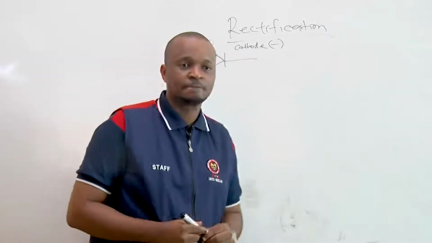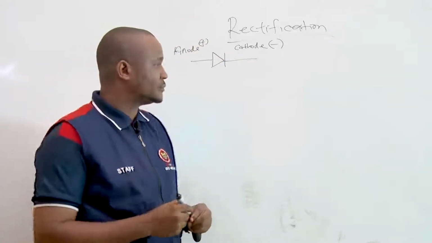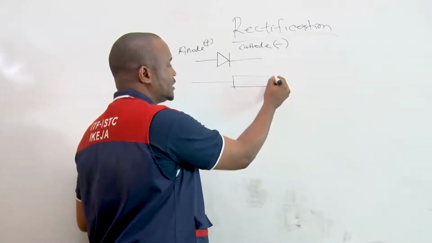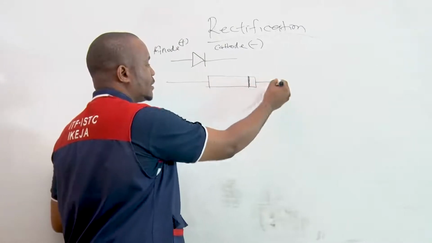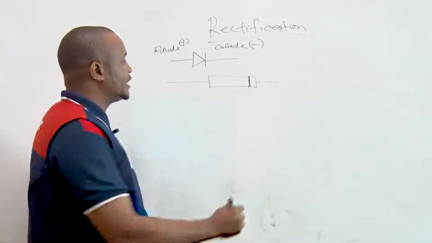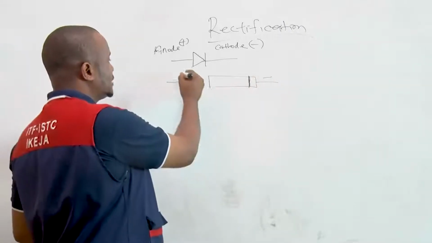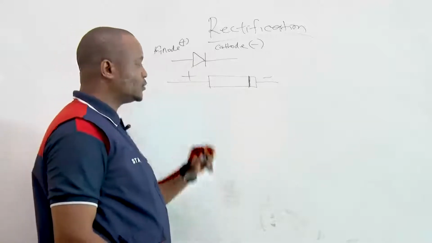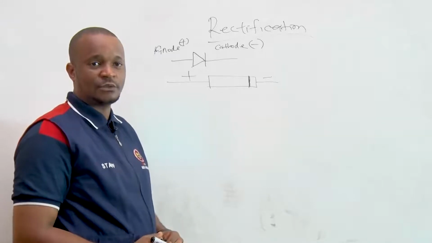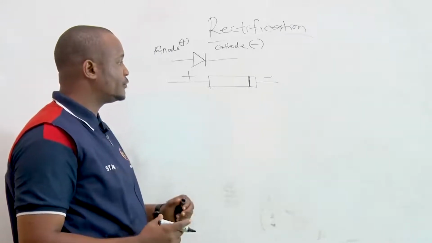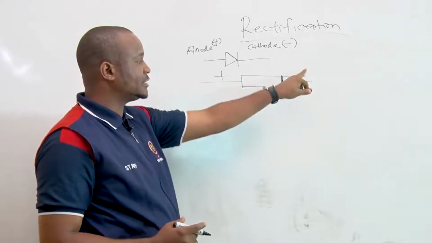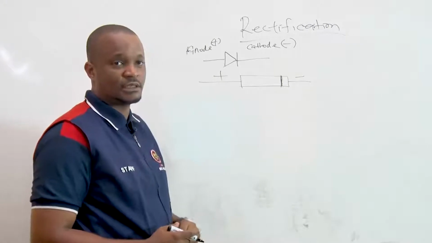When you get the diode, it looks this way. It has a silver lining here, call it the banded end. So the banded end here signifies the cathode, and here signifies what? The anode. So this is the physical representation of a diode. So when you are looking out for the connection, make sure that the tip close to the silver end is the negative, and the other end is the positive.